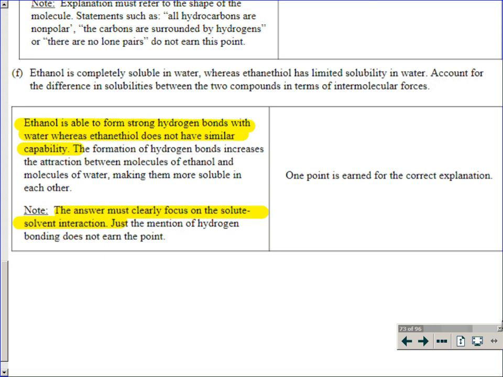And then the ethanethiol has a sulfur in it. So it doesn't have the ability to hydrogen bond or make a significant attraction to water. You did have to say something about the solvent interaction to indicate the nature of how solubility works, to get your full point there. Okay?